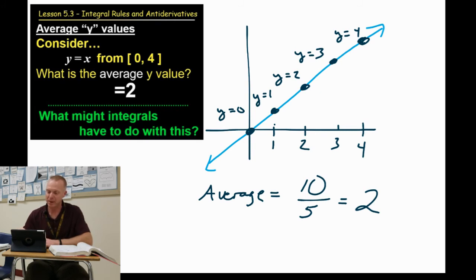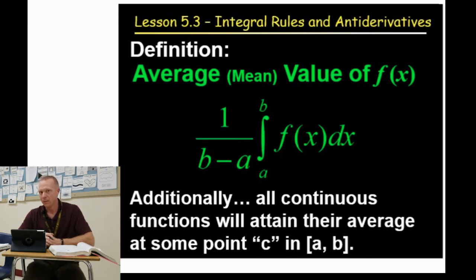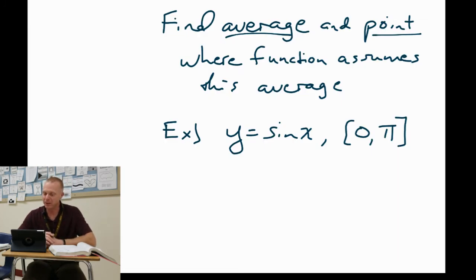And so did you remember how I circled y equals 2? Yeah, it not only is the average, but it's on the graph. So every graph, every function will have its average somewhere between A and B, somewhere in that interval. We're going to find that point. That becomes kind of part of these questions. So yeah, let's find an average, and let's also find the point or the place where that happens. Okay, and so the question would probably look something like this. It's going to say find the average and the point where the function assumes this average.